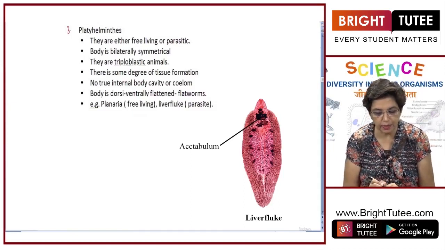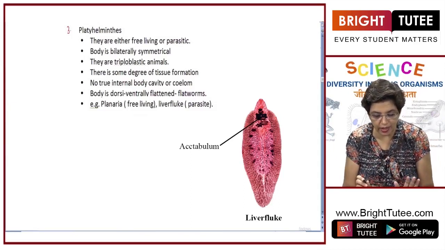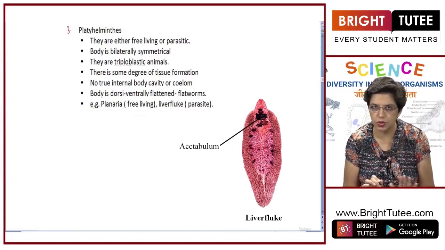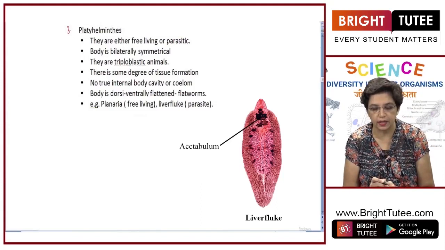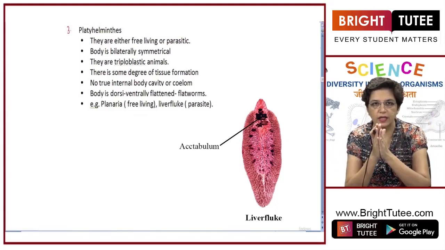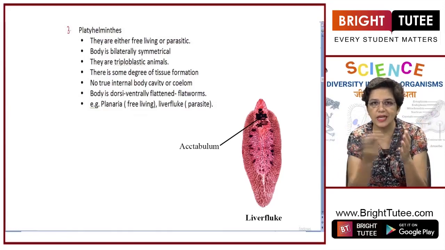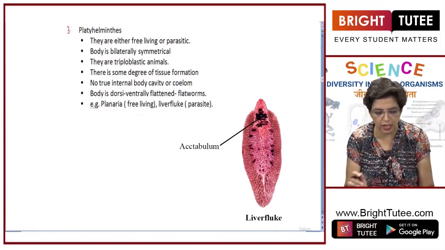Next, there is some degree of tissue formation. Next, there is no true internal body cavity or coelom. So coelom is absent. The body is dorsoventrally flattened. That is why they are also called flatworms. If the body is flattened, that is, not cylindrical in shape, just collapsed together, then such organisms belong to Platyhelminthes.